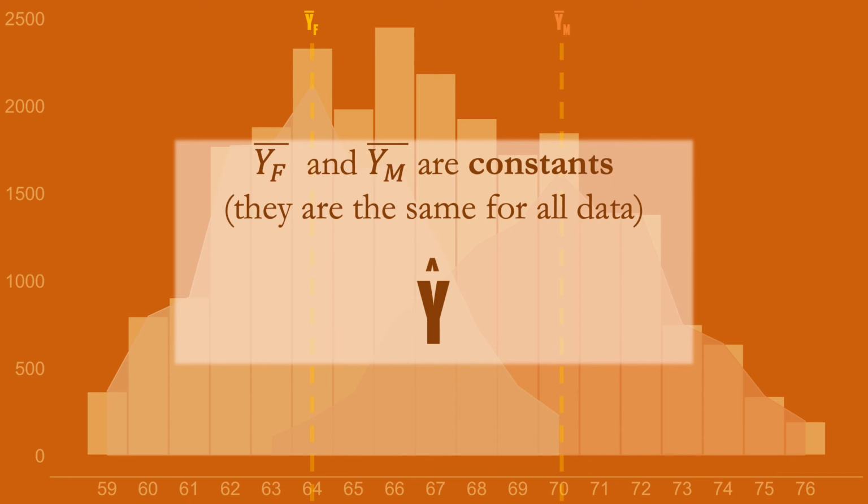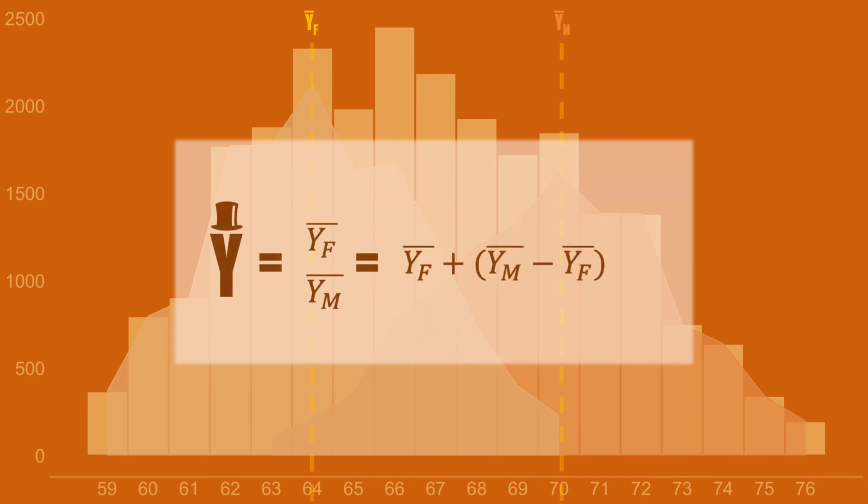Now, like I said, we have two means that give us information about the values of the data, y bar for females and y bar for males. But because they are constant, we can actually express them in terms of one another. Y hat for females equals the first term, while y hat for males equals the mean height of women, y bar for females, plus the difference between y bar for males and y bar for females.